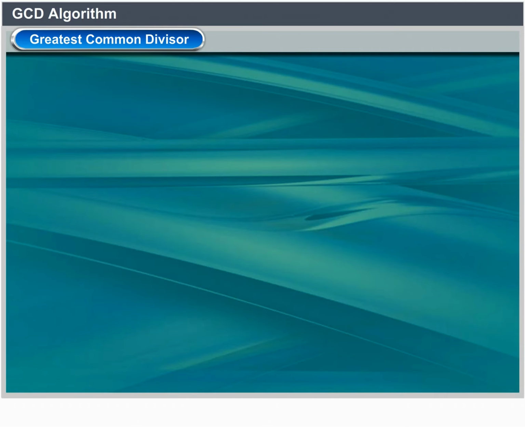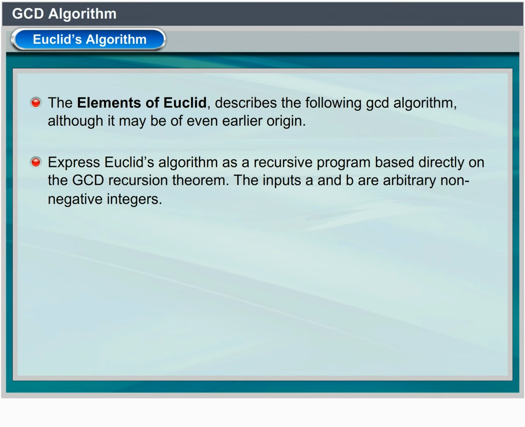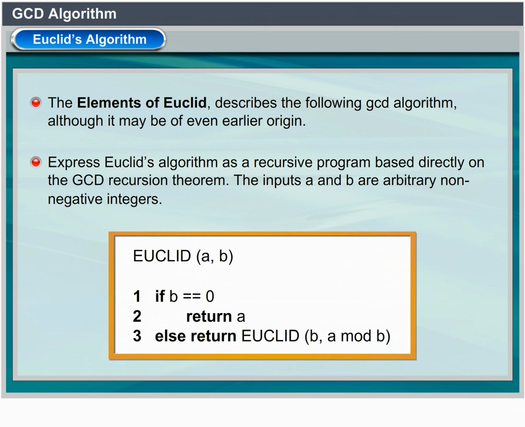Euclid's algorithm. The Elements of Euclid describes the following GCD algorithm, although it may be of even earlier origin. Express Euclid's algorithm as a recursive program based directly on the GCD recursion theorem. The inputs a and b are arbitrary non-negative integers. This figure shows Euclid's algorithm.